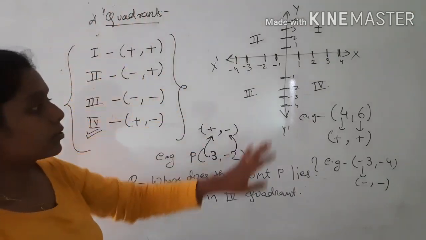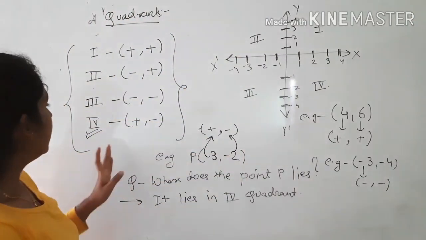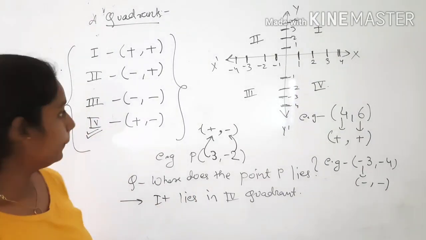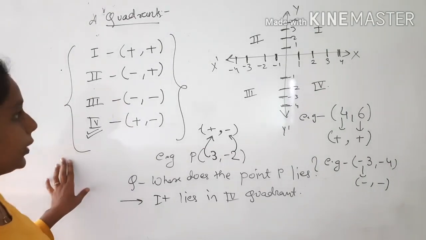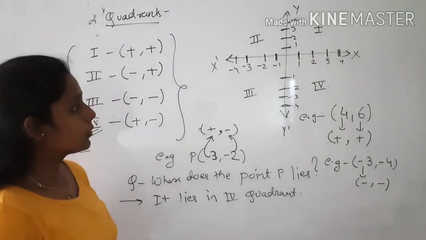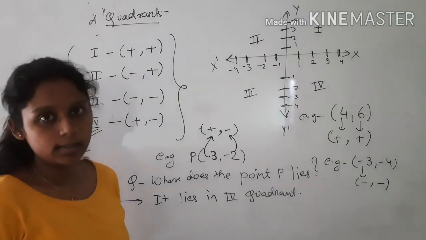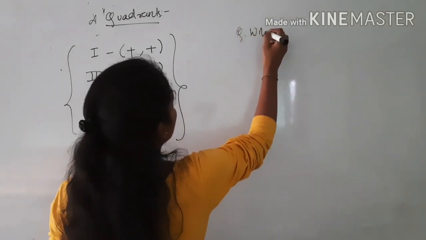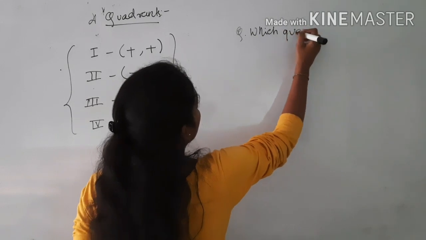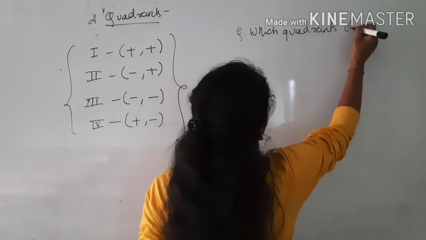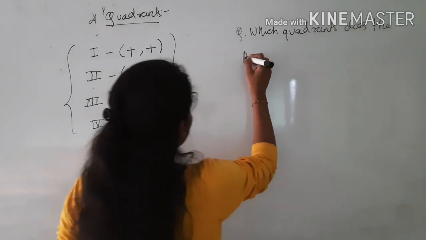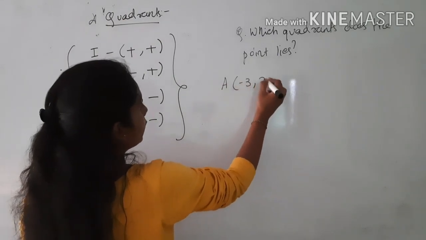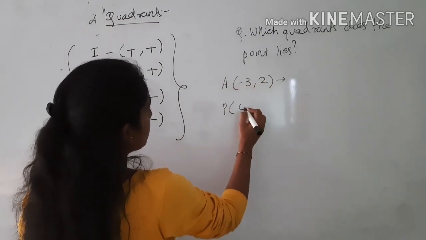So if any question is asked to you about the quadrants, you should be able to tell in which quadrant the point lies. Similarly, if you are asked to plot, you can plot according to the given quadrant. Okay, so I will give you some examples for finding out in which quadrant the point lies. You may note it down. So here are some examples. In which quadrant does the point lie? I am going to give you some examples and you are going to write down in which quadrant the points lie.